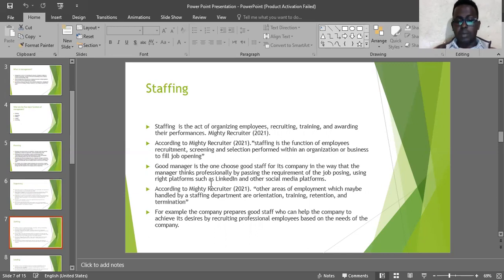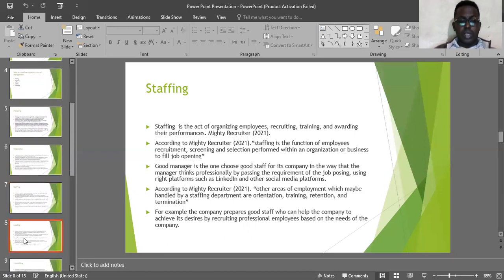thinking professionally, by passing the requirements of the job posting, using the right platforms such as LinkedIn and other social media platforms. According to Mighty Recruiter 2021, other areas of employment handled by the staffing department are orientation, training, retention, and termination. For example, the company prepares good staff who can help the company achieve its desires by recruiting professional employees based on the needs of the company.